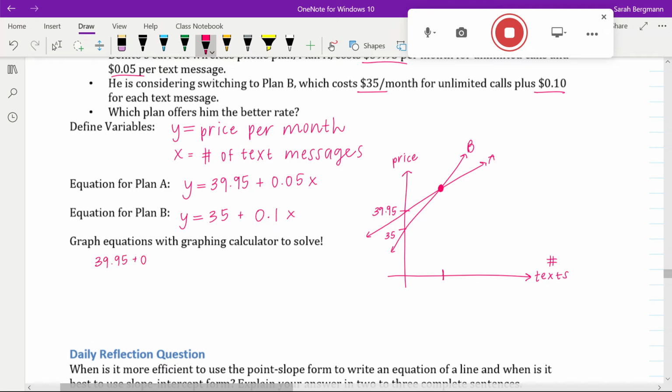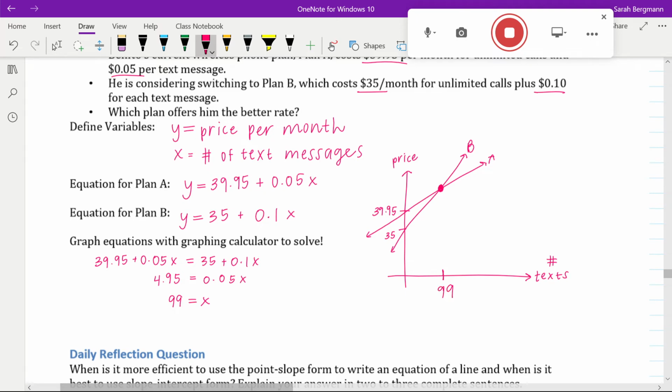39.95 plus 0.05x equals 35 plus 0.1x. To solve, you could subtract 35 on both sides and subtract 0.05x on both sides. Next, divide both sides by 0.05. You get x equals 99. So I know that this x value is 99.